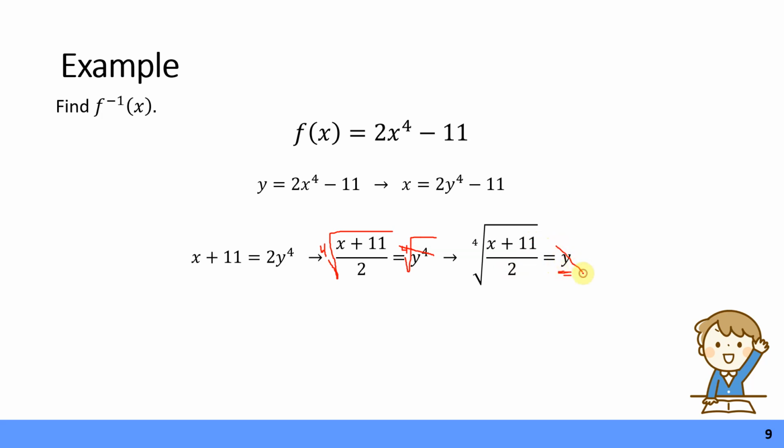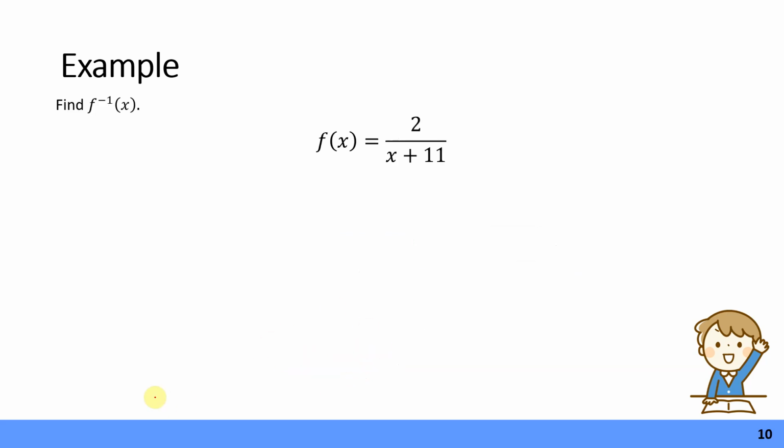But of course, we know we have to rewrite the y as f inverse. Okay, so again, the whole point of this one was just for you to practice how to get rid of a fourth exponent. Again, if it would have been a 7, it would have been the 7th root on both sides. All right, let's go ahead and keep on practicing.